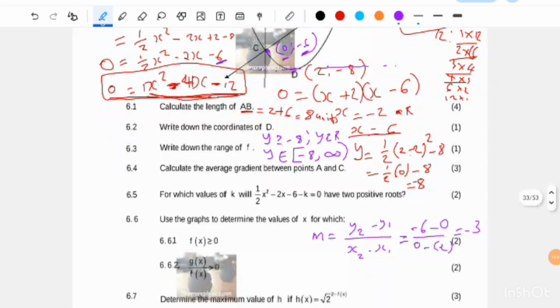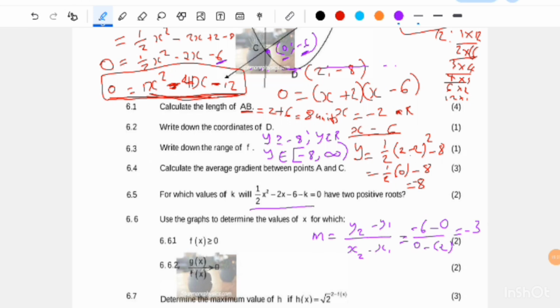Again, I'm running out of space. For which values of k will this have 2 positive roots? This is also one of the questions that a lot of people get confused about, but it's also one of the easiest questions that you can ever think of.